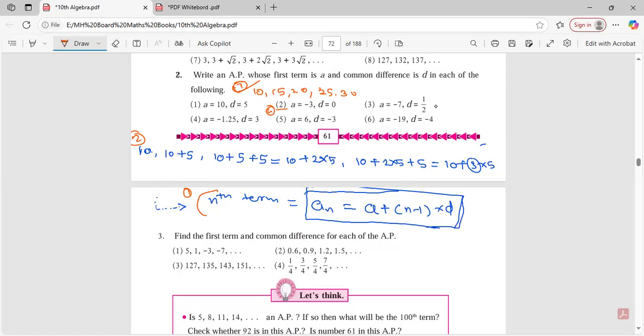Done writing the first, solving second. Very good. It will be -3 only, all terms. As d is 0, all terms will be -3 only.